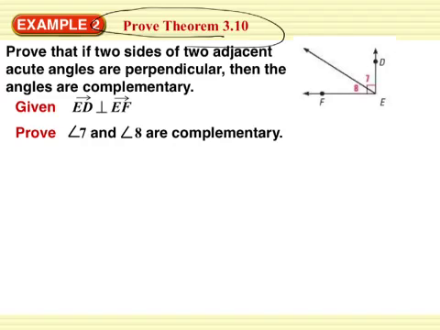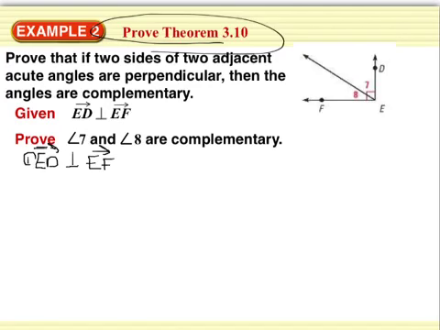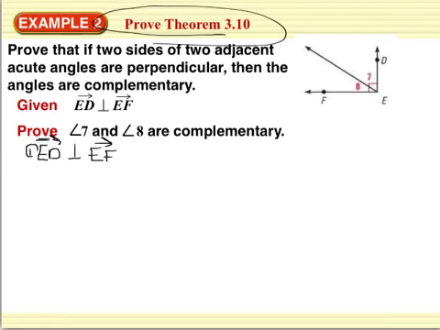So we have the given. Ray ED is perpendicular to ray EF. And that is given. Sorry, I turned off my pen. There we go, and that is given.